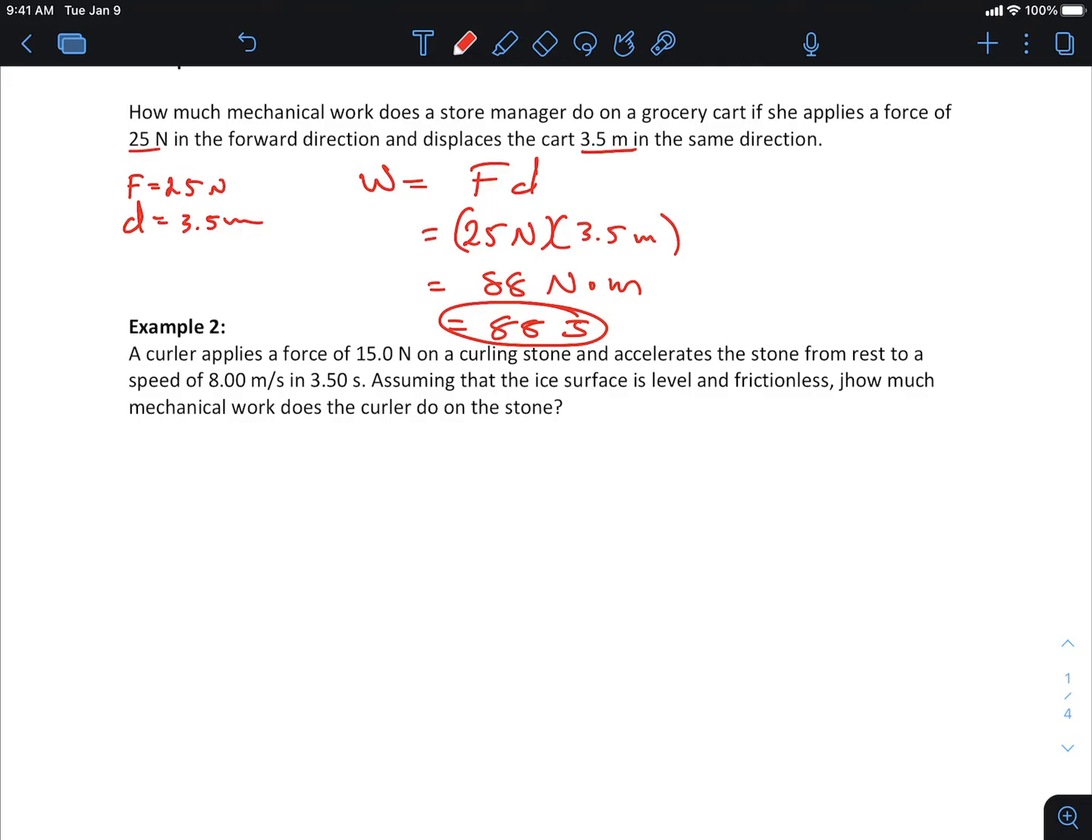A curler applies a force of 15 newtons on a curling stone and accelerates the stone from rest to a speed of 8 meters per second in 3.5 seconds. Assuming that the ice surface is level and frictionless, how much mechanical work does the curler do on the stone?